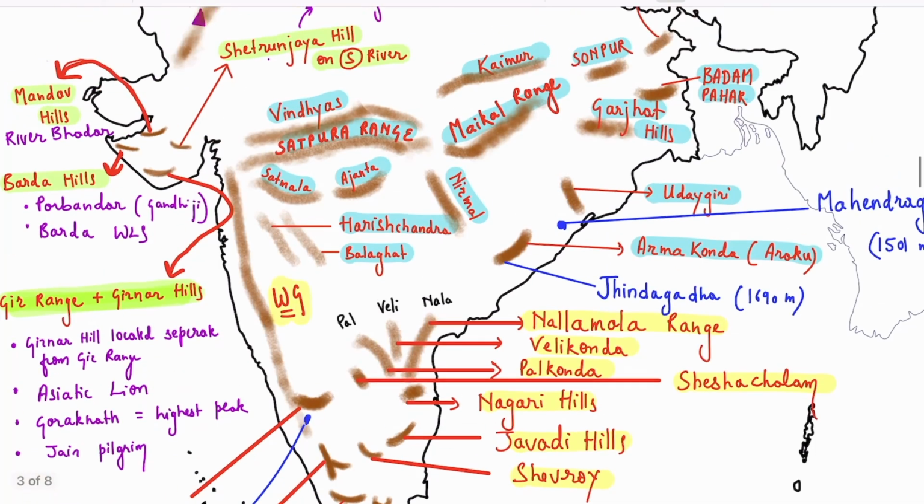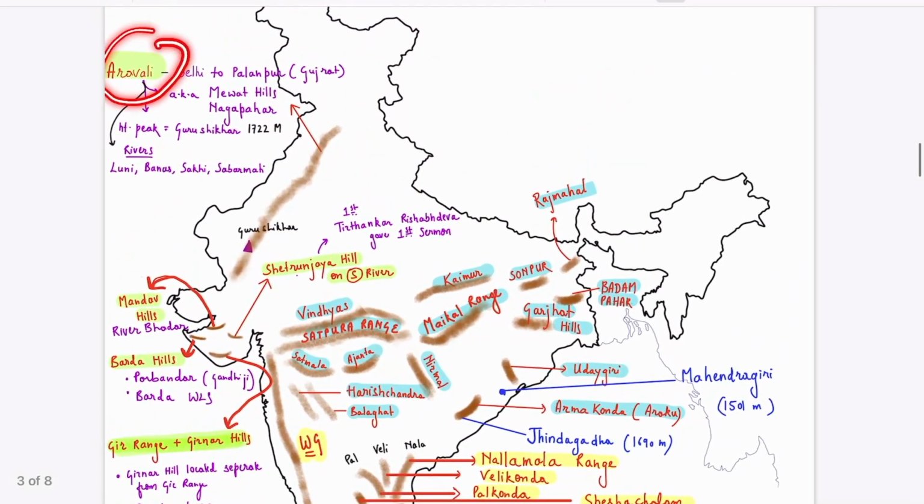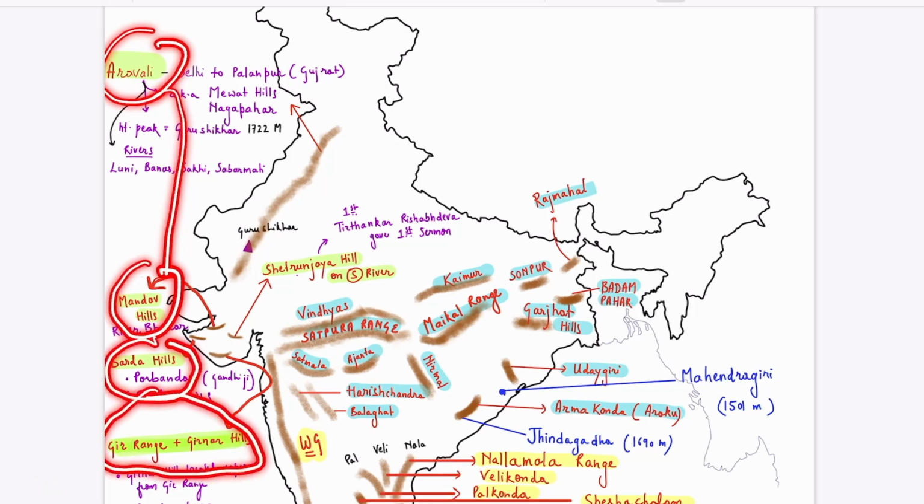Okay, so just to give you an idea, first we have Aravali, then from Aravali we'll go to Mandav Hills, from Mandav Hills we'll go to Barda Hills, and from Barda Hills we'll go to the Gir Range.